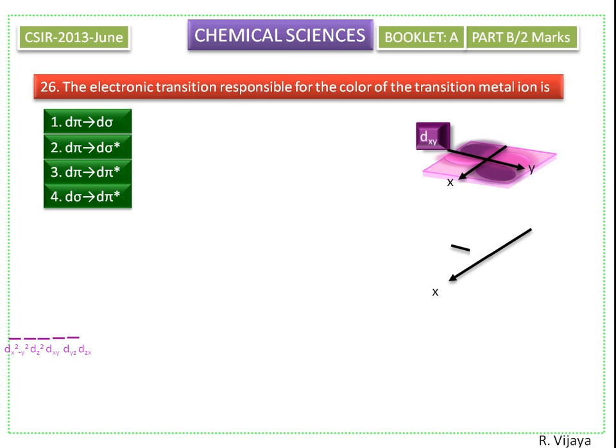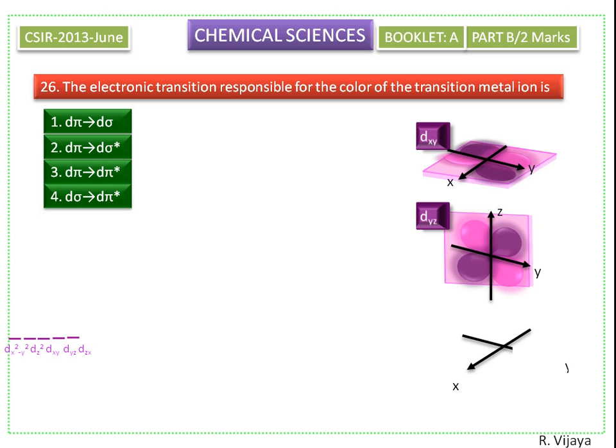Next we see the dyz orbital. So we remove the x-axis. Here the lobes of the d orbital lie in between the y and z axis. The next one is the dxz orbital. So we remove the y axis. Here the lobes of the d orbital lie in between the x and z axis.